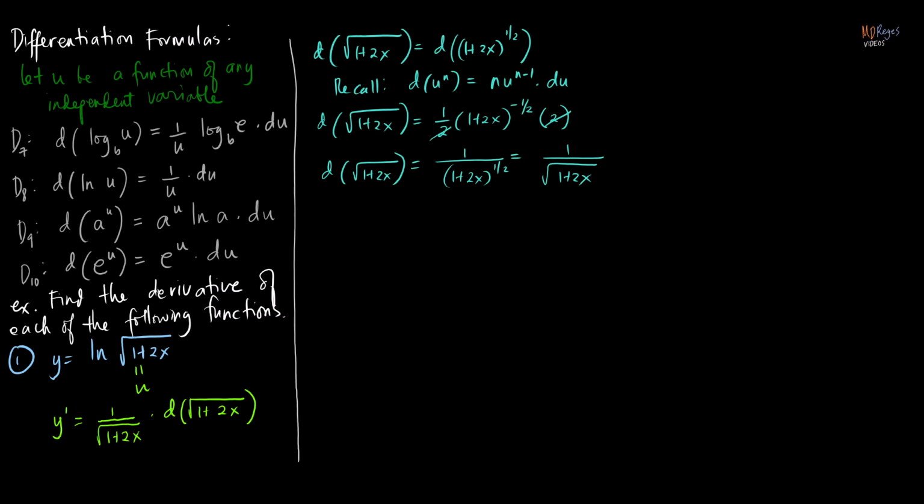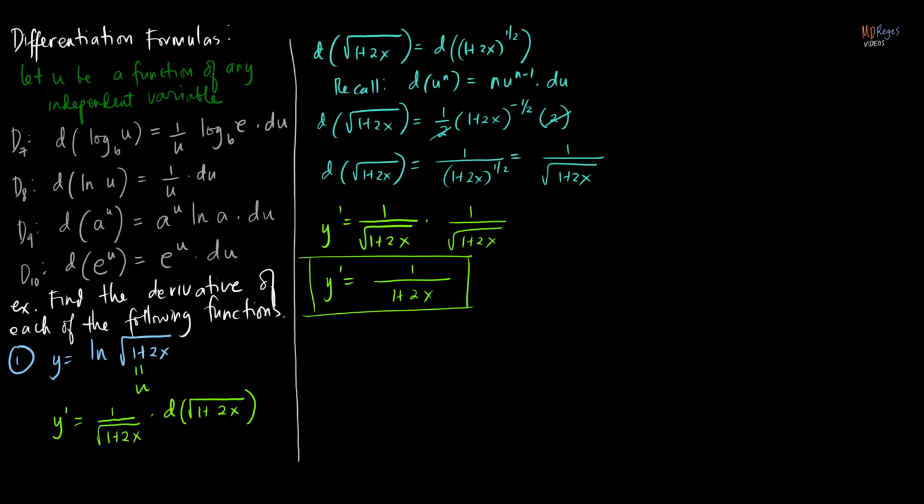So now going back, y prime is equal to 1 over the square root of 1 plus 2x times the derivative of square root of 1 plus 2x, which is equal to 1 over the square root of 1 plus 2x. So square root of 1 plus 2x times itself in the denominator, we get y prime equals 1 over 1 plus 2x. This is the derivative of the function.